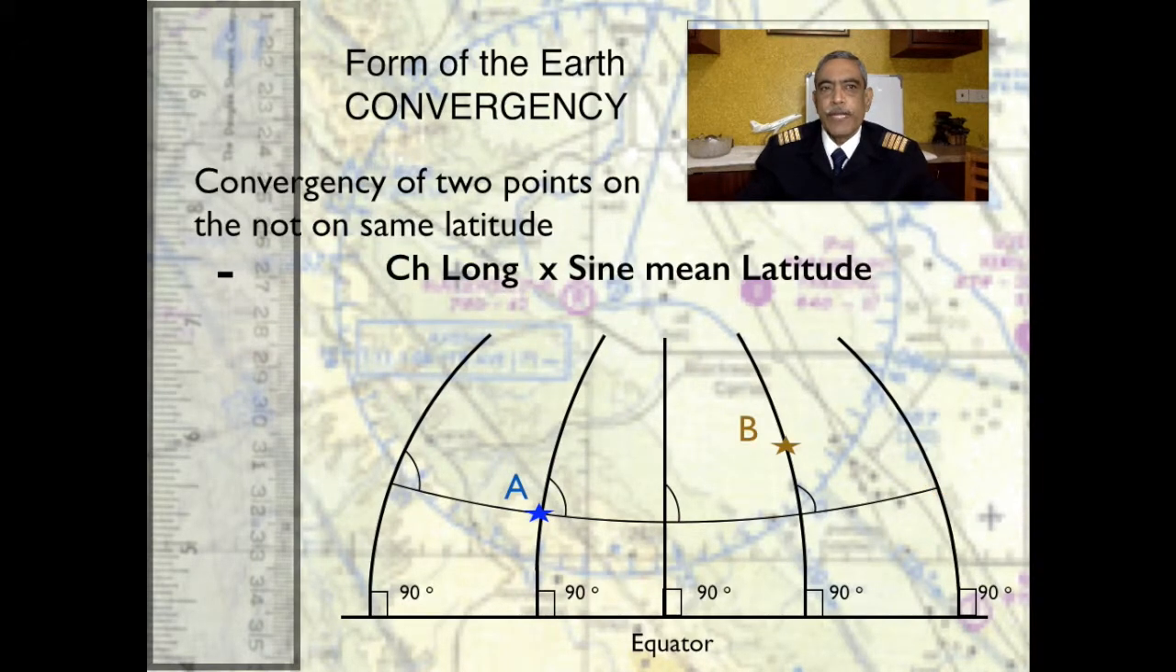Now, if these two points A and B were not on the same latitude, then the convergency of those two points would be measured as change in longitude into sine of the mean latitude. This is just a formula which we just need to remember, and that's about it.